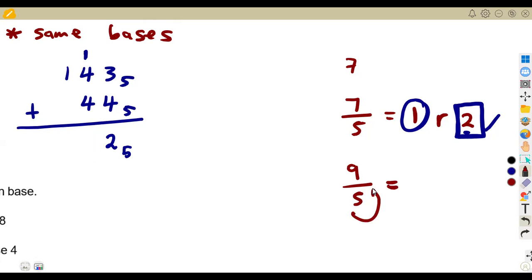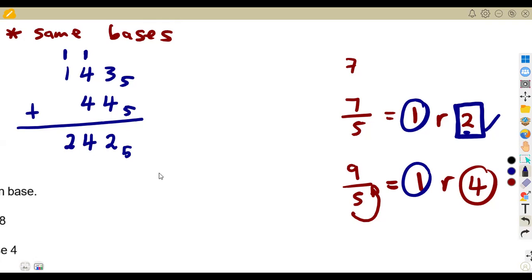So that is 5 into 9, that is going to be 1, and if we divide properly, we get a remainder of 4. The remainder is the one that you're going to write in your answer here. Then what about this 1? We are going to carry it to the next term. 1 plus 1 is going to give us 2. So we have got 242 in base 5. This is how we simplify our numbers.